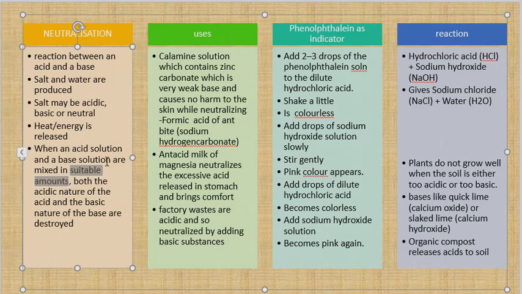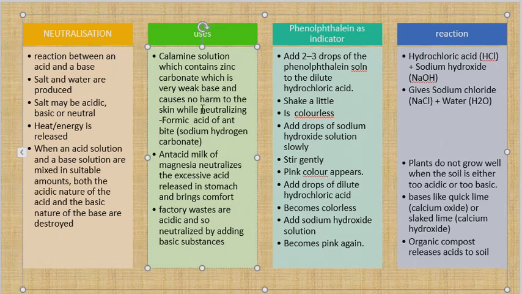What are the uses of neutralization? Now, calamine solution contains zinc carbonate. It's a very weak base. If a base is strong, it may cause damage to our skin. If the base is weak, it will cause little damage. Why do we use this calamine solution? When there is an ant bite, which is formic acid, we add lactocalamine solution. Lactocalamine we use for facials also. This lactocalamine neutralizes the formic acid. What happens? Zinc carbonate and formic acid react, and then it neutralizes, and so you don't have the pain of the ant bite.